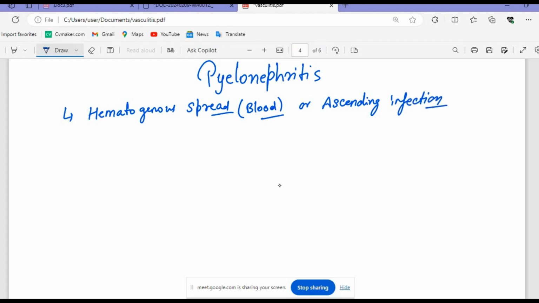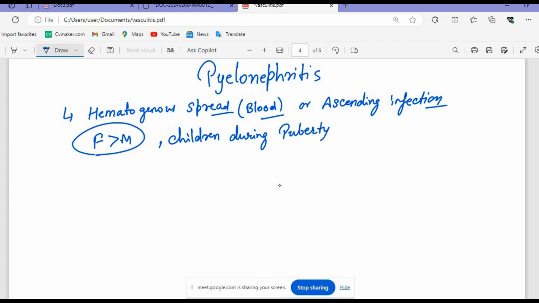Other infections like cystitis and urethritis are descending infections. But if we talk about pyelonephritis, we have ascending infection and hematogenous spread. It is more common in females, and more common in children during puberty, because they can have this type of infection due to unhygienic conditions. We can also see it in pregnancy.